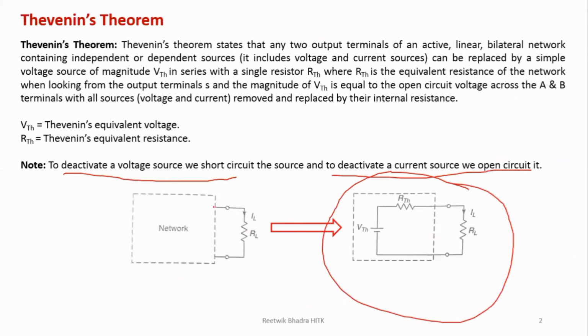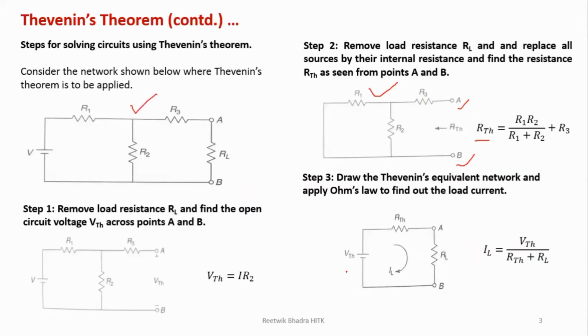Up to this point, we have solved the whole network with VTH and RTH. Then between the AB terminals, what was there? RL. So we'll add this RL. So what will be IL? V by R. What is V? VTH. What is R? RTH plus RL, because these are connected in series.